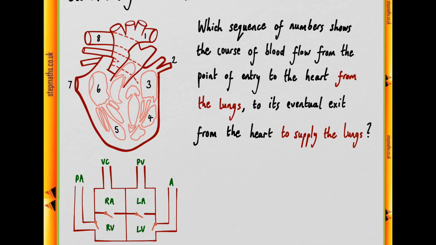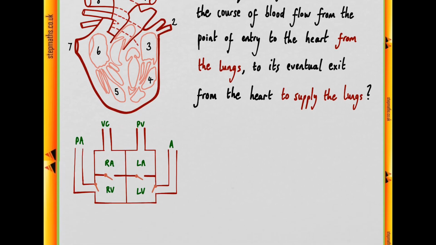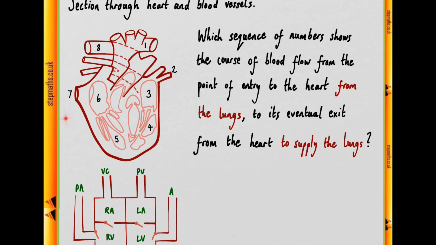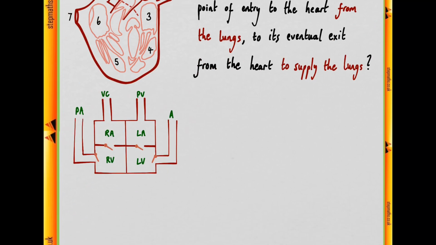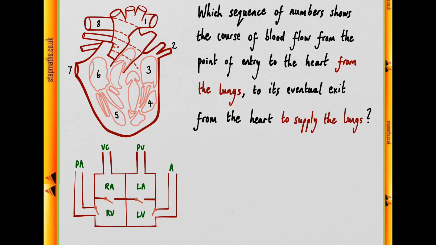We're talking about blood flow from the lungs to ultimately supply the lungs, so i.e. blood from the pulmonary vein to the pulmonary artery. So we already should be able to think about that course of blood flow, but we need to anchor this in these labels here. So we need to assign these labels to the structures that we have listed here. Well, how would we go about doing that?